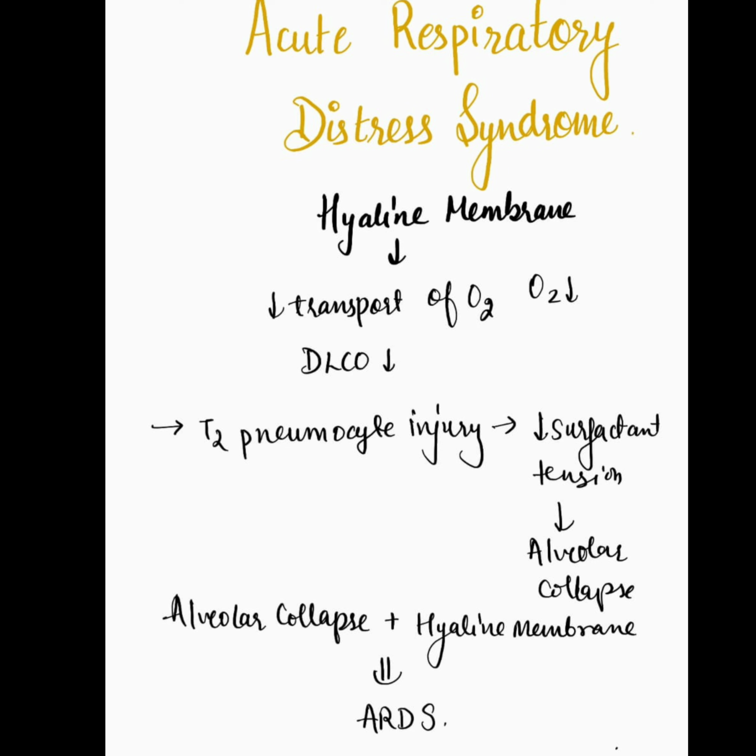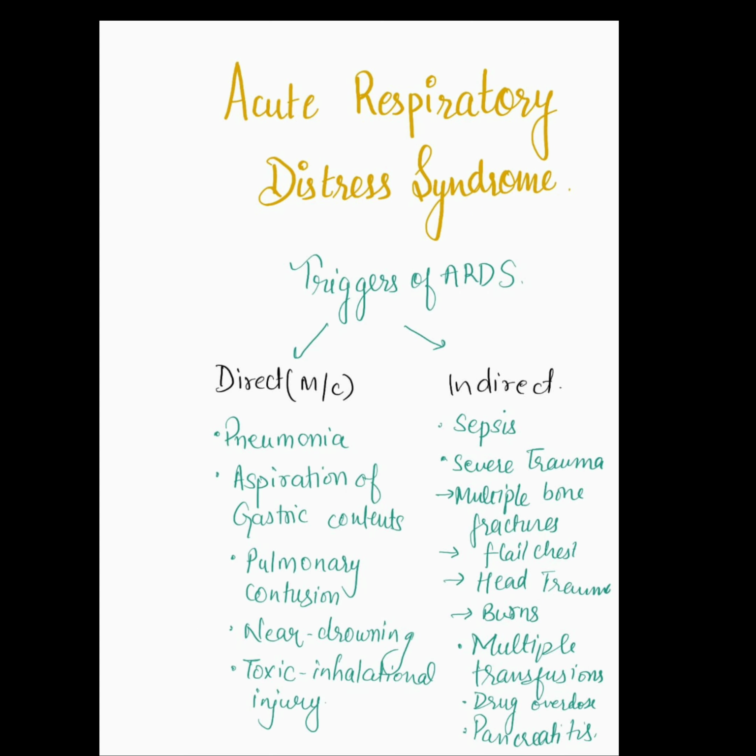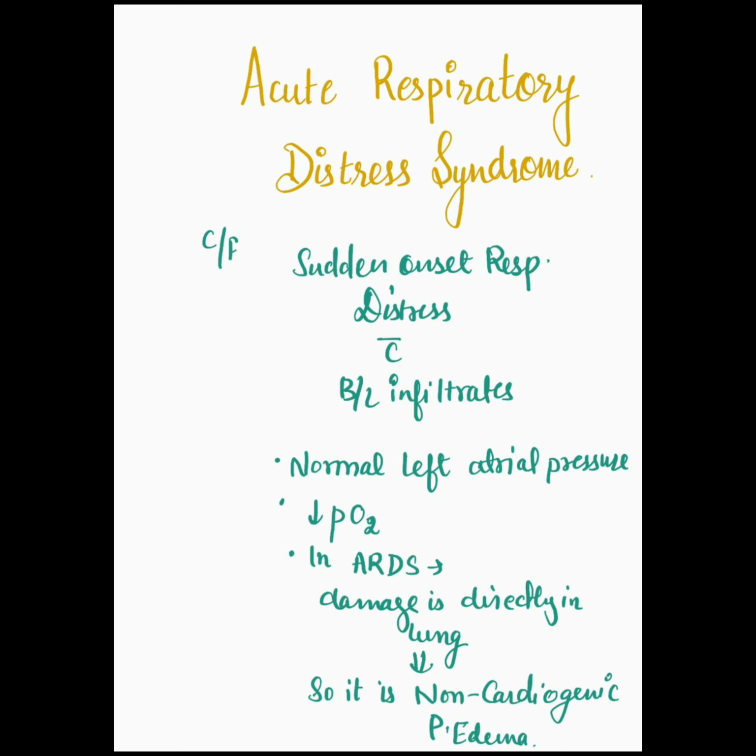We will now see what are the triggers of ARDS. So there are direct causes and there are indirect causes. Direct are pneumonia, aspiration of gastric contents, pulmonary contusion, near drowning state, toxic inhalational injury. Indirect: first is sepsis, second is severe trauma, multiple bone fracture, flail chest, head trauma, burns, multiple transfusions, drug overdose and pancreatitis.